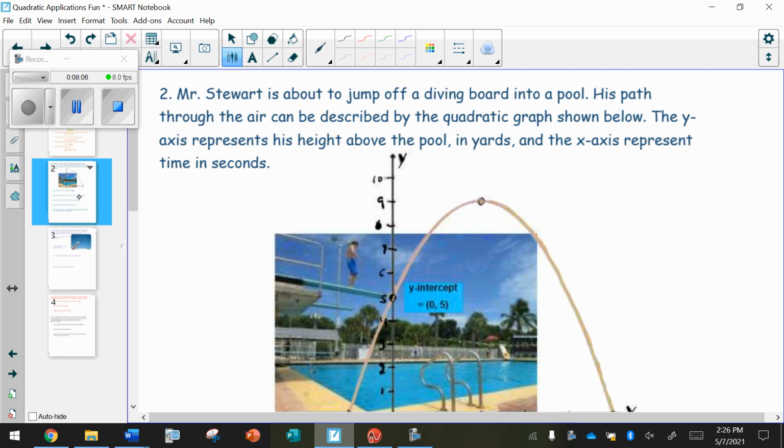Mr. Stewart is about to jump off of a diving board into a pool. His path through the air can be described by the quadratic graph shown below. The y-axis represents his height above the pool in yards, and the x-axis represents time in seconds. So we have height in yards and time in seconds.